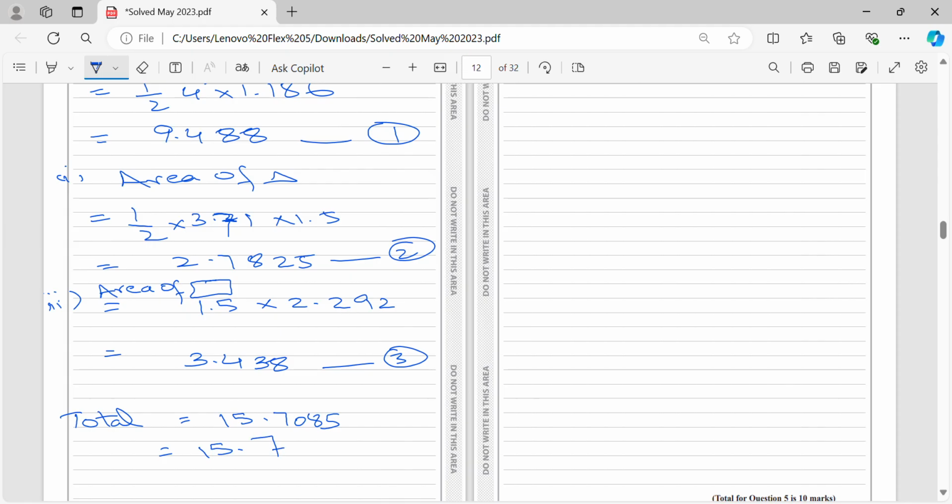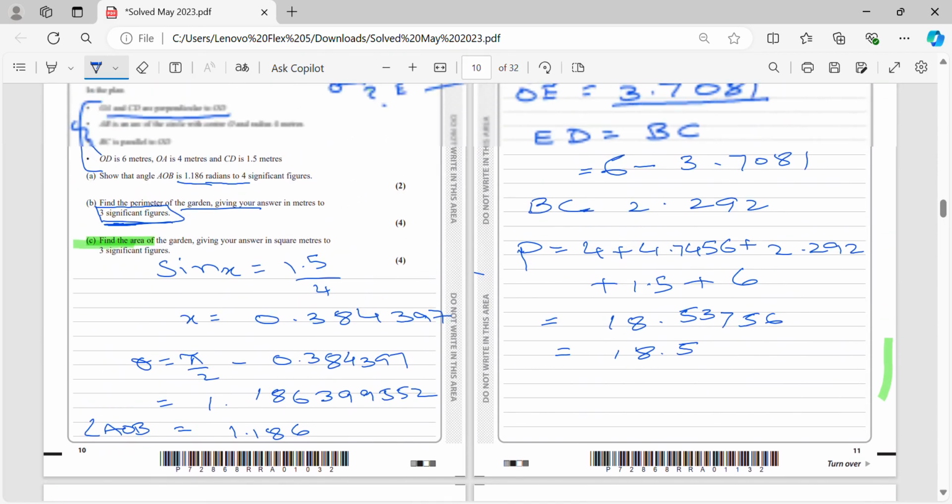This was question number 5 from the May 2023 paper.